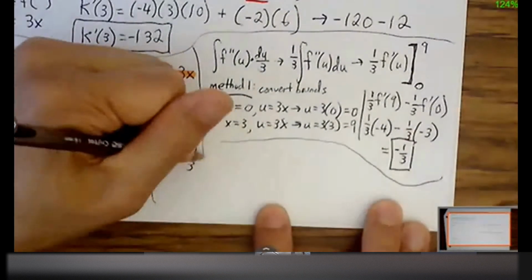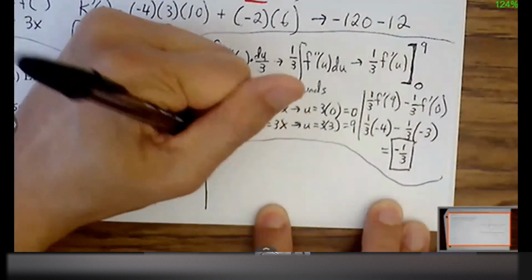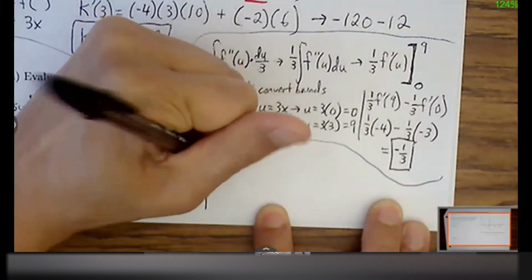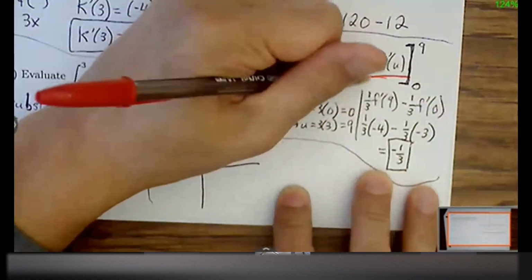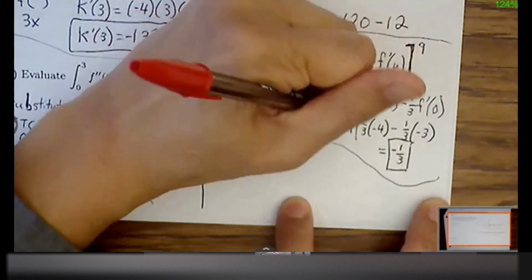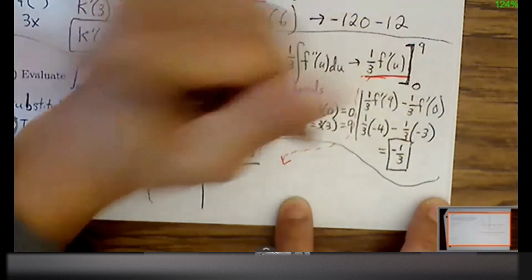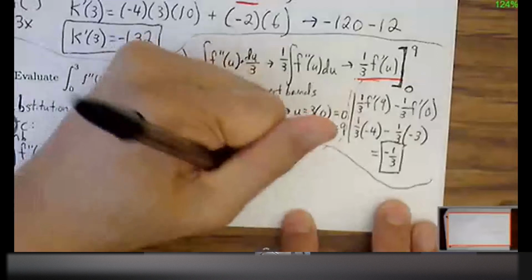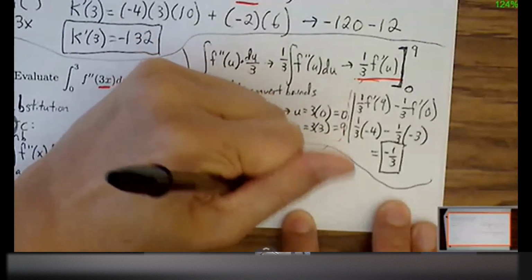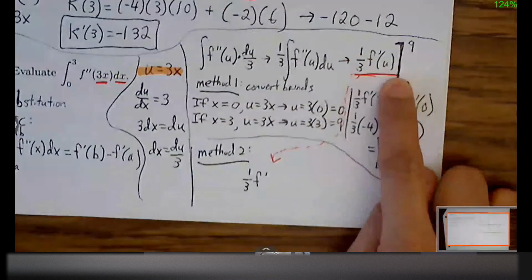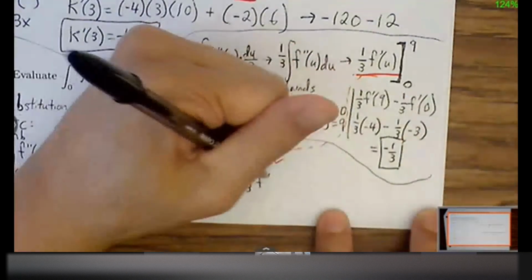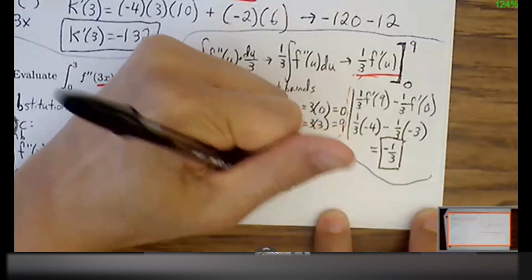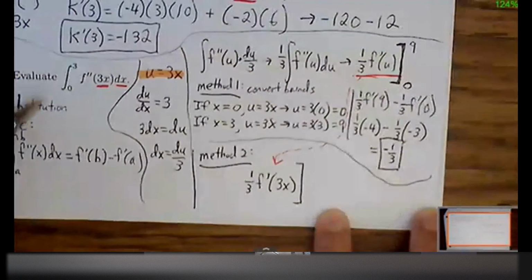Second method, which I think a lot of students prefer, which is fine, is taking the antiderivative and then just getting this in terms of x, and then just use the original bounds. So just bring that u back in terms of x. My u is 3x. And then if you do that, then you can just rely on the original bounds. There's no need to convert the bounds.